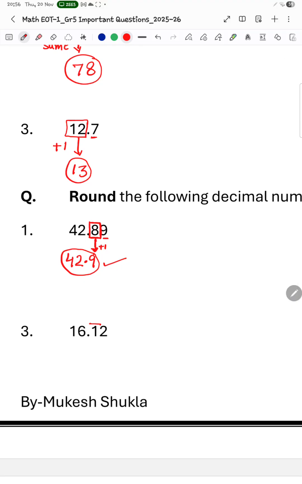Come to third. Here the 10th place I will put in the box. Look at the next digit. 2 is not good. So it will be the same. No change. So it will remain 1 only. And before the box write everything. Before the box is dot, 6 and 1. This is the answer.